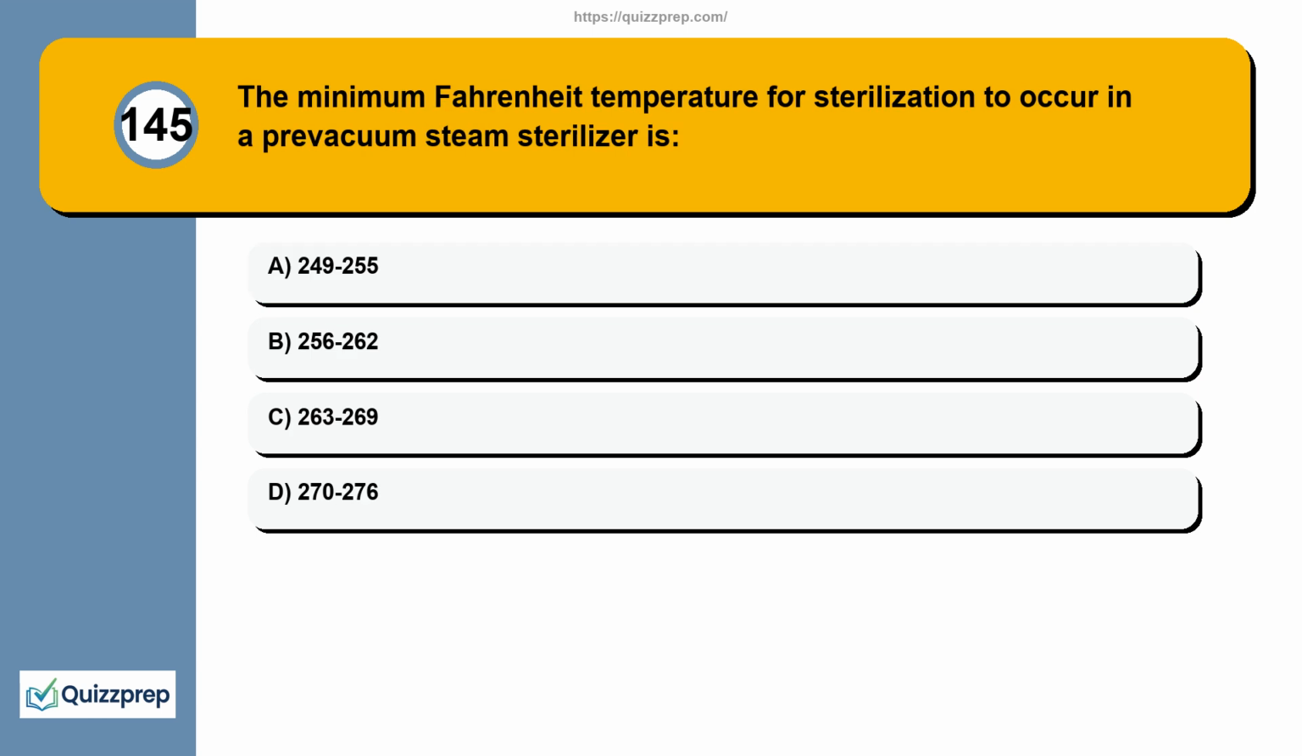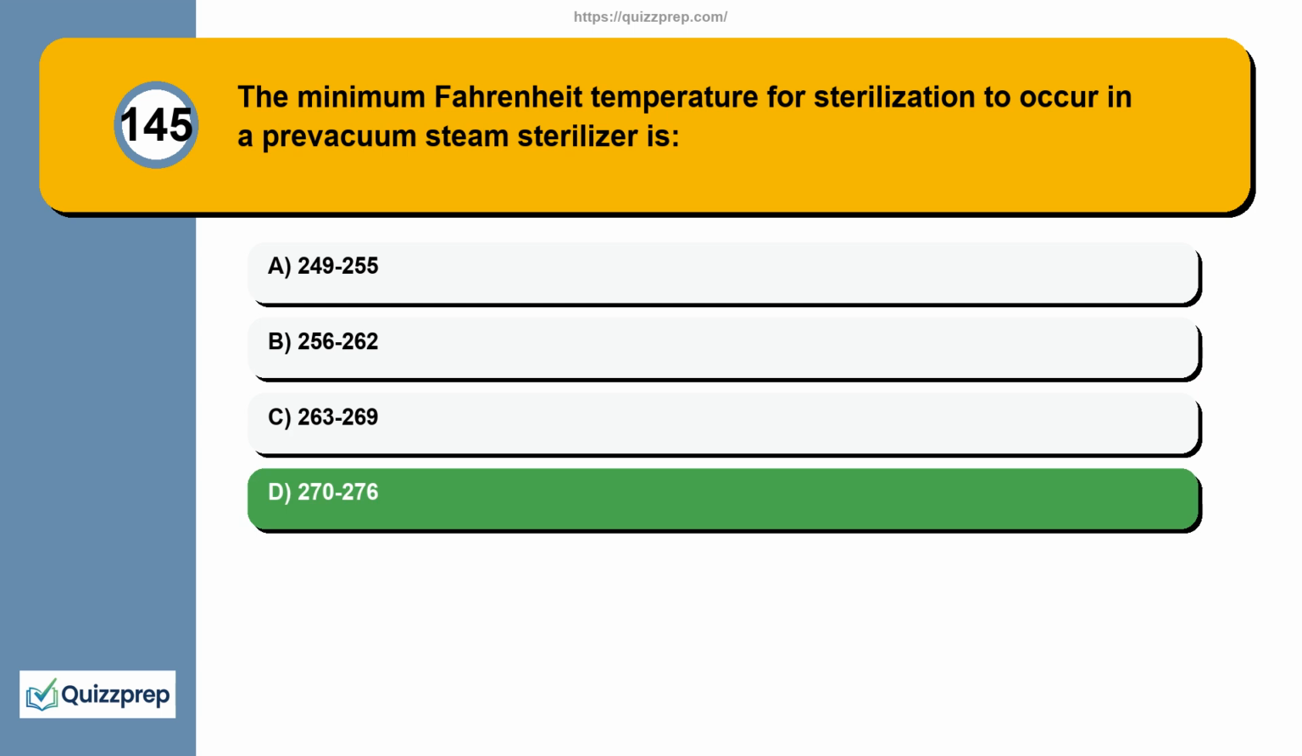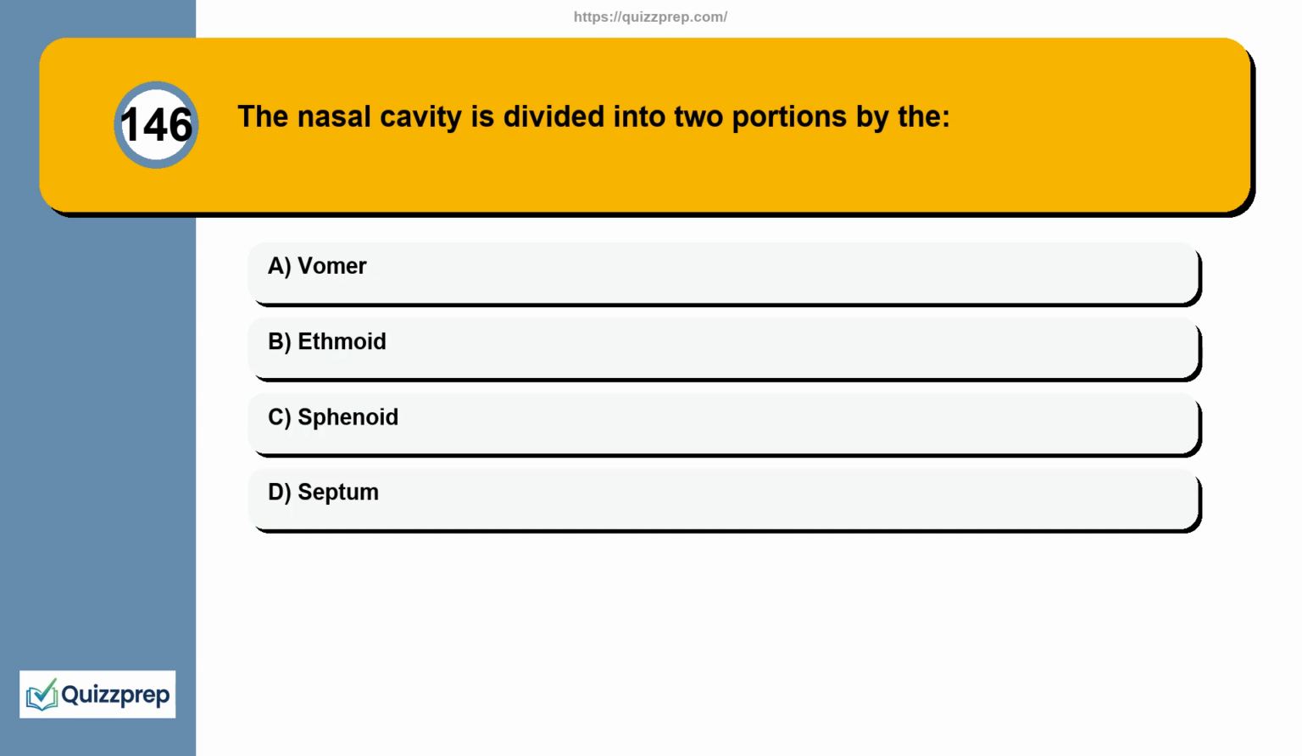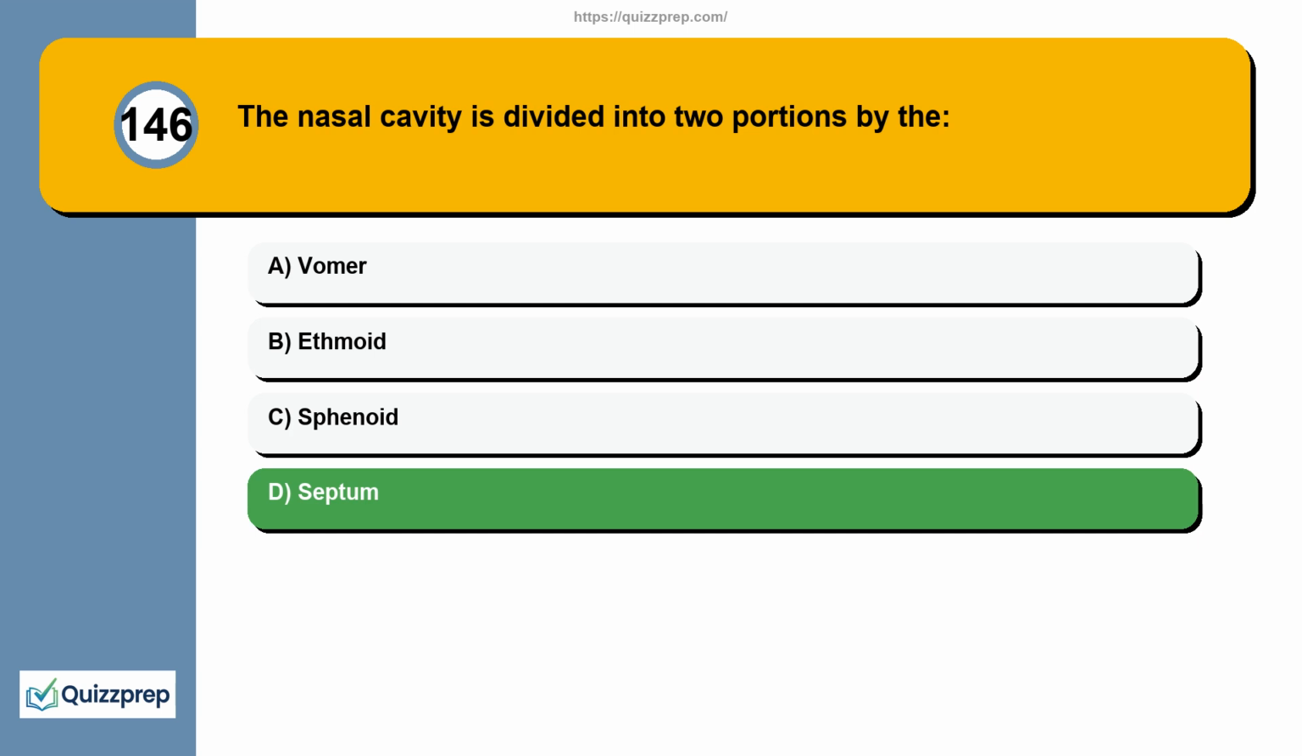Question 145. The minimum Fahrenheit temperature for sterilization to occur in a prevacuum steam sterilizer is option A, 249 to 255, option B, 256 to 262, option C, 263 to 269, option D, 270 to 276. The correct answer is option D, 270 to 276. Question 146. The nasal cavity is divided into two portions by the option A, vomer, option B, ethmoid, option C, sphenoid, option D, septum. The correct answer is option D, septum.